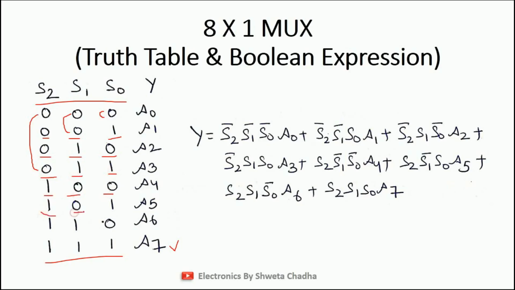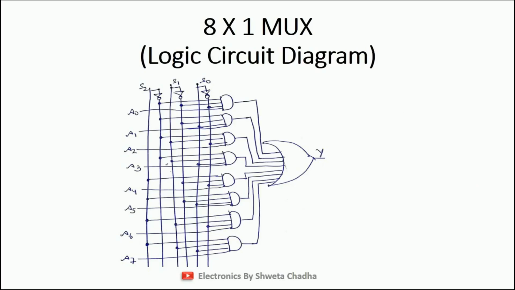S2, S1 bar, S0, A5. S2, S1, S0 bar, A6. And the last one is S2, S1, S0, A7. So this is the Boolean expression. You can verify. I have already mentioned it over here on the screen. And now this is the logic circuit diagram of 8x1 multiplexer.